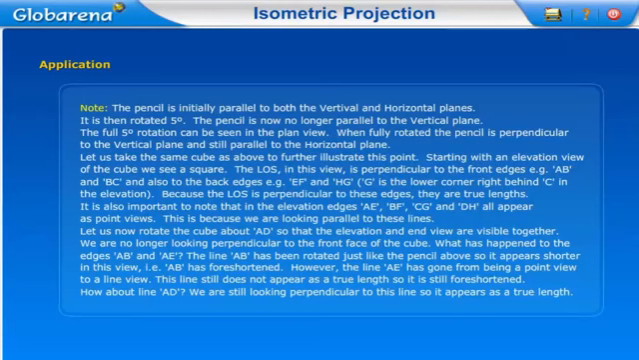What has happened to the edges AB and AE? The line AB has been rotated, just like the pencil above, so it appears shorter in this view. That is, AB has foreshortened. However, the line AE has gone from being a point view to a line view. This line still does not appear as a true length, so it is still foreshortened. How about the line AD? We are still looking perpendicular to this line, so it appears as a true length.